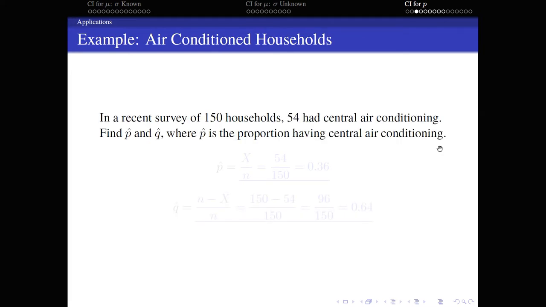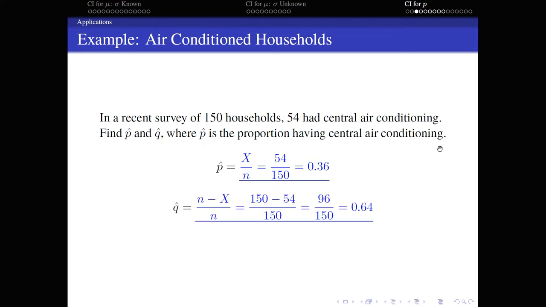So in this example, in a recent survey of 150 households, 54 had air conditioning. We're going to want to find the proportions that had air conditioning and the proportions that don't. So this is going to be really straightforward. We just look at the total number who have air conditioning, 54, divided by the total number of households, and that gives us about 36% of households have air conditioning. For the opposite, we'll just use 1 minus this. So 1 minus 0.36 gives us 0.64, so about 64% of households don't.